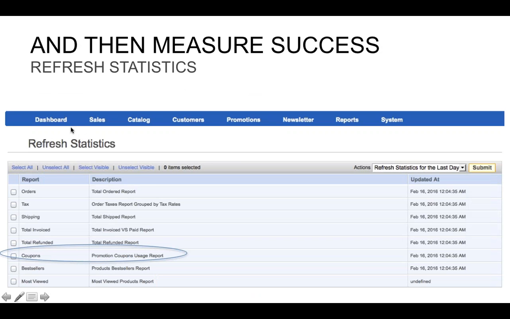Now, finally, when you do things like create coupons, you do want to measure the success of that coupon. Again, if you're not in a service-based business and you're not just looking at the web traffic to specific pages, you do want to see what the traffic to specific products and customers and coupons are. So when you go to that refresh statistics, just remember one of the things that you can check out are your coupons.